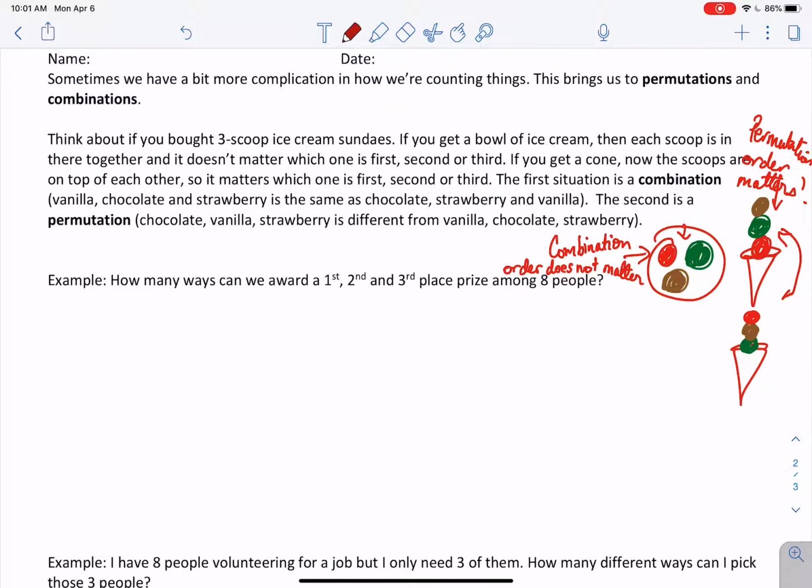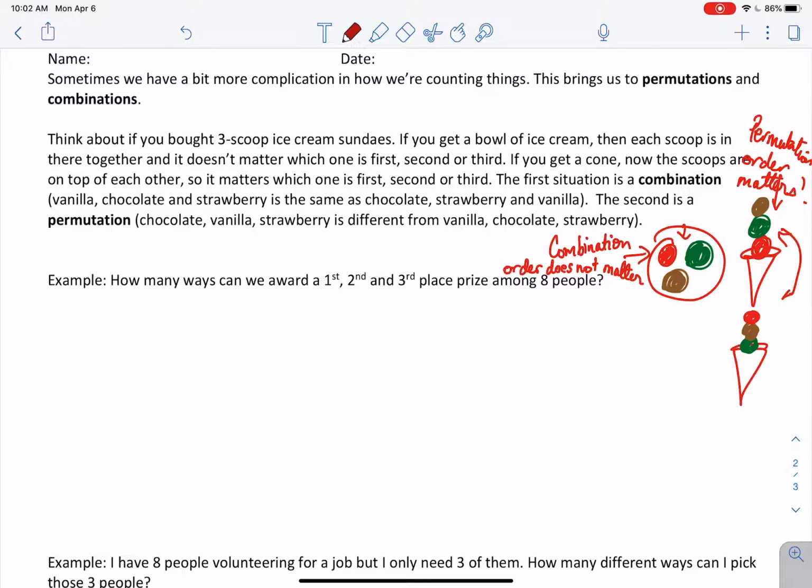So let's do some examples with this and try to come up with a formula to write down what the permutations or combinations are of something. So let's think about this problem. We have 8 people and we want to know how many different ways we can award a first, second, and third place to them. So order matters because it matters who's first, second, or third. And we have 8 total people, we're only picking 3 of them.